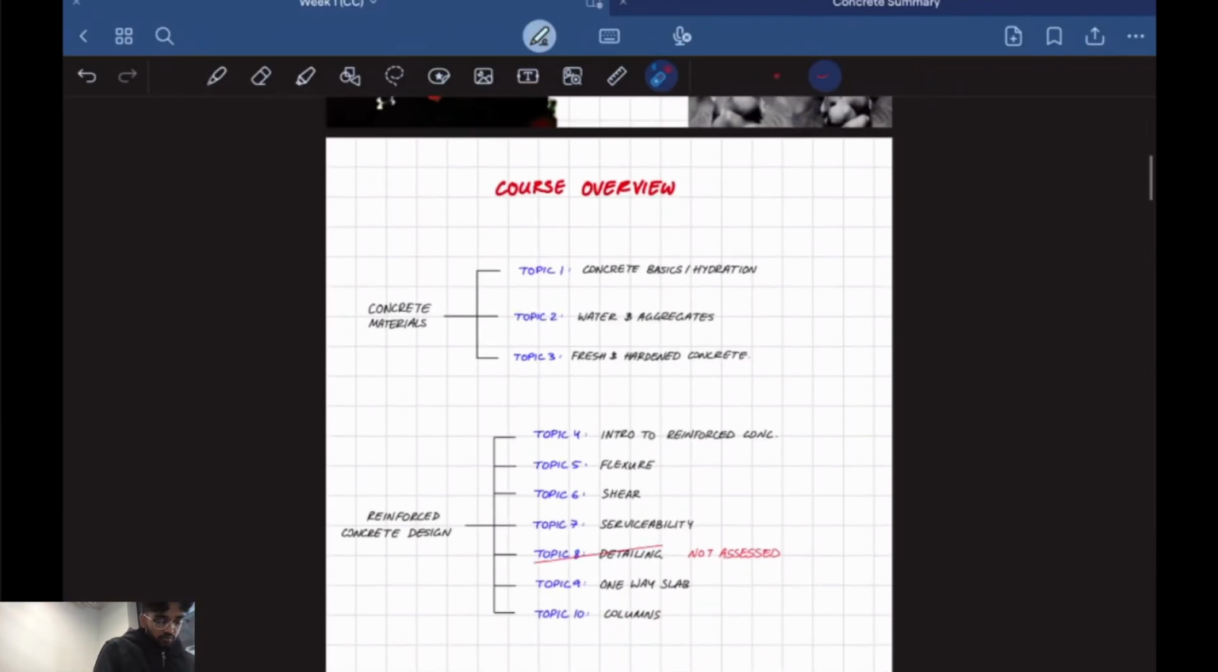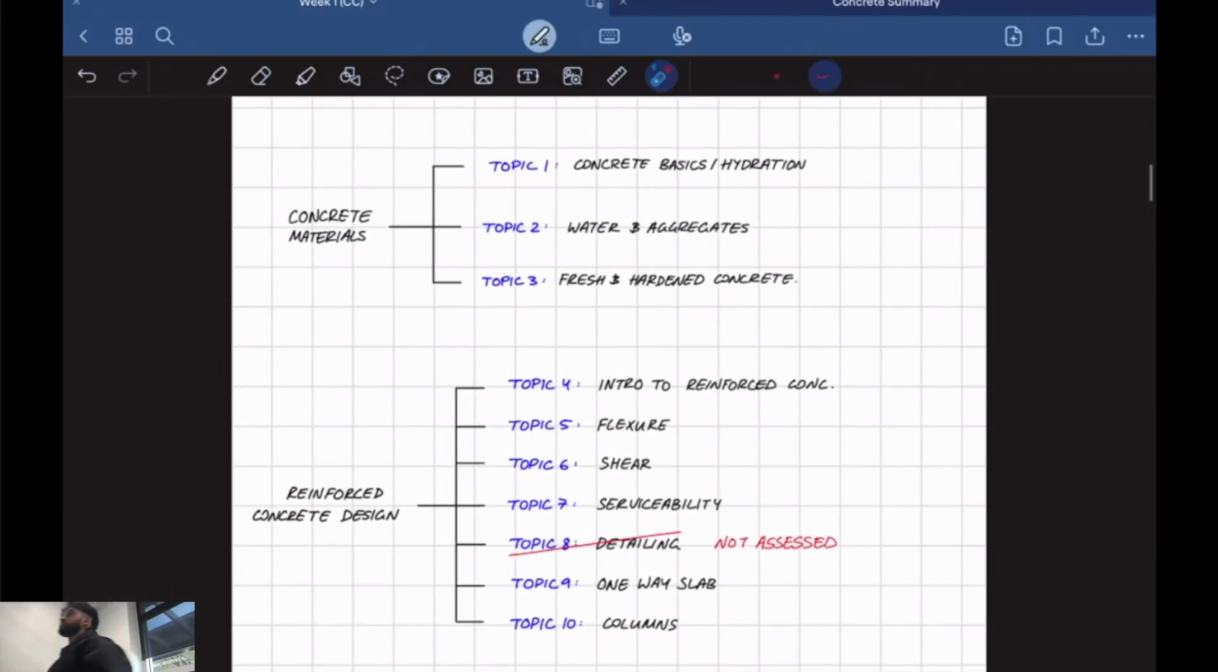Quick course overview. There are two parts to this course. We've got concrete materials, so that's looking at cement, minerals, admixtures, aggregates, all that kind of stuff. Pretty much what concrete's made of, the properties of that, and how it's made.